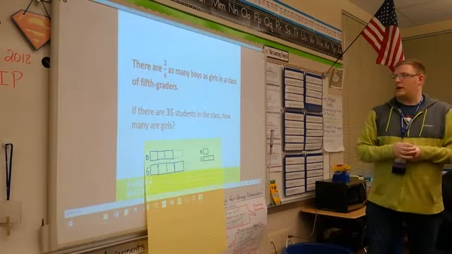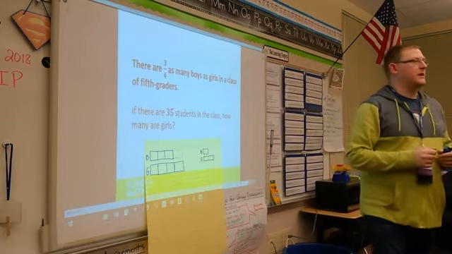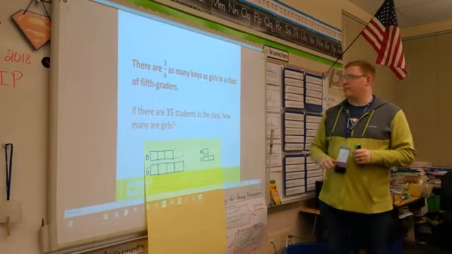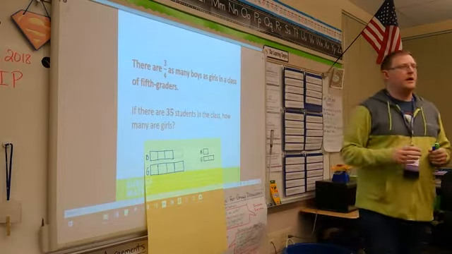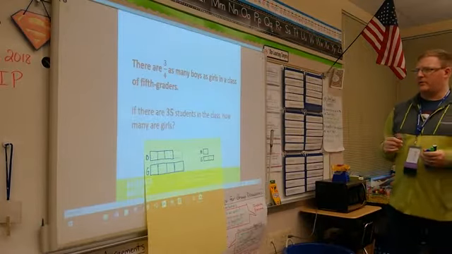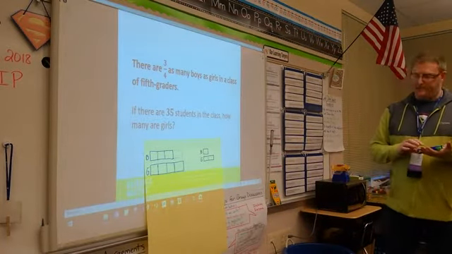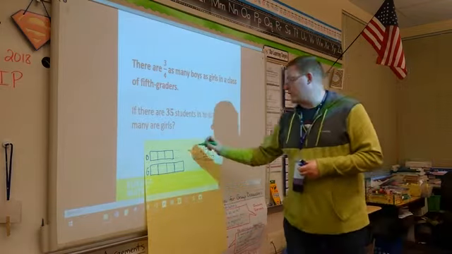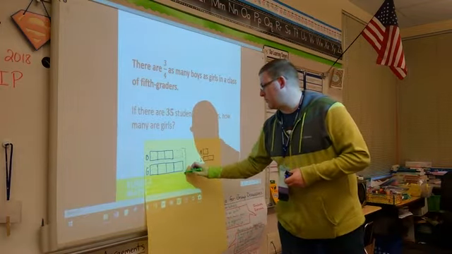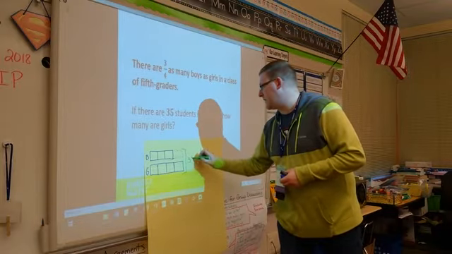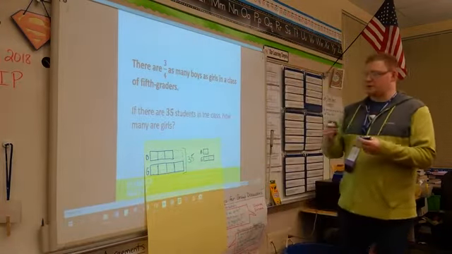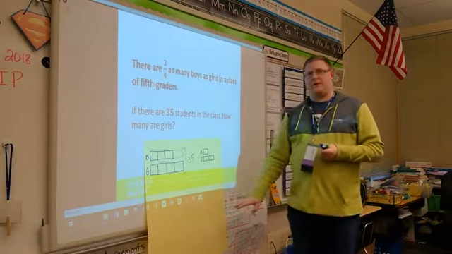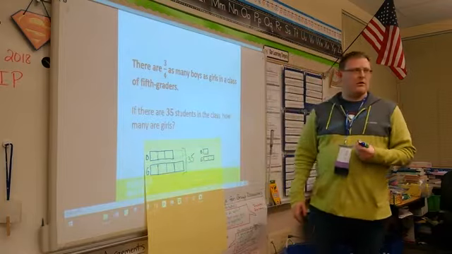All right, great. So now let's read the next part. Read the next part aloud, please. There are 35 students in the class. How many are girls? So how are we going to label that on our tape diagram? Okay, right. So we're going to combine the number of boys and girls, and that's going to be 35 students. So now how would we use this information of 35 students to try to figure out how many girls there are?